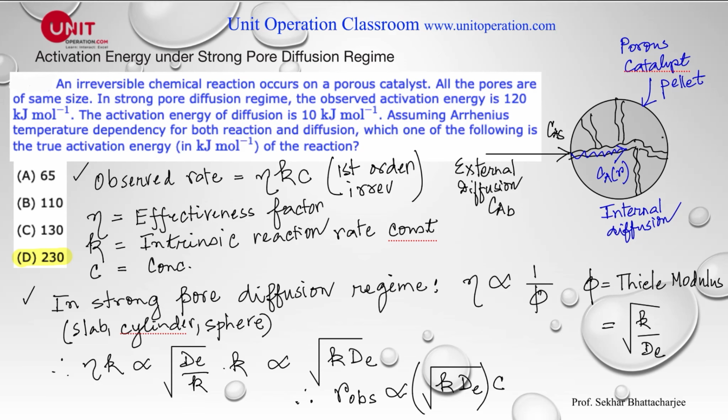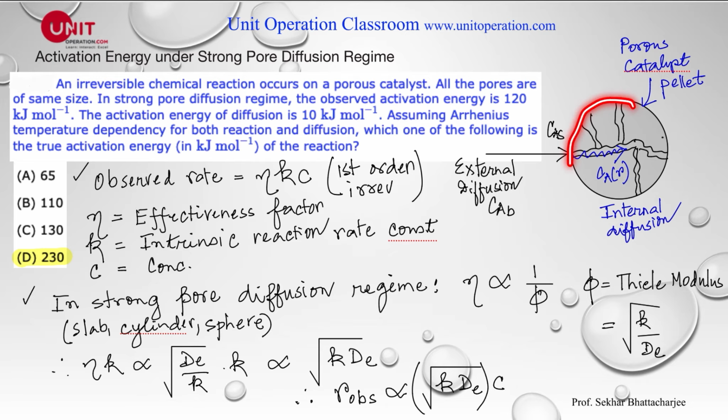Unit Operation Classroom. Today we are discussing activation energy under strong pore diffusion regime. My name is Shekhar Bhattacharjee. An irreversible chemical reaction occurs on a porous catalyst.